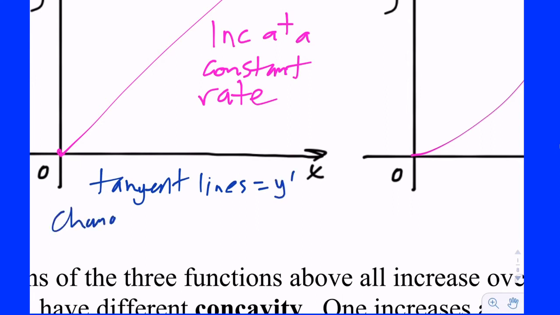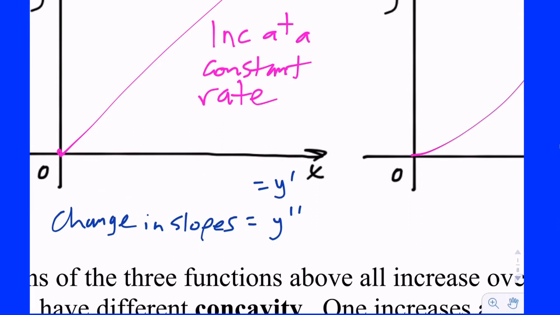The change in the slopes, which is the tangent line, is going to equal y double prime. Would you agree? Every time you take the derivative of some quantity, you're looking to see how it changes. If y prime represents the slopes or the tangent lines, then y double prime will be the change in those values. Maybe I should just say slopes, that way we're using the same word, but they are interchangeable.